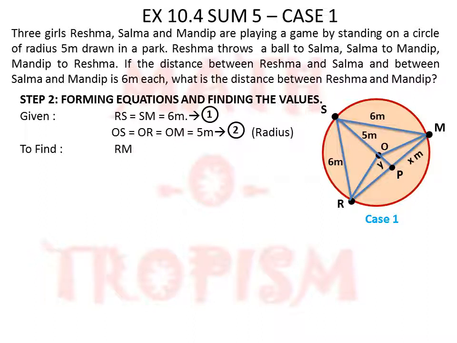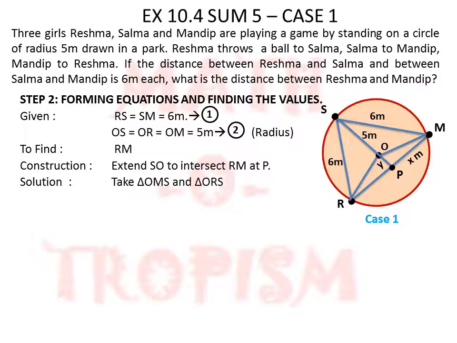So first, as I told you, we need to find the congruency. We will be taking the triangles in such a way that we can make RM split into two equal halves. So I will be joining OS by extending it to intersect RM at P. Now we need to take the triangles. We already know, because we need to prove the angles are equal, as we have seen in the understanding part.